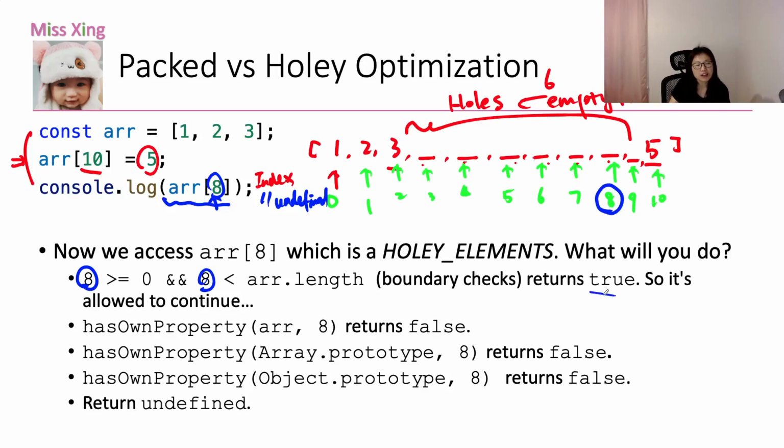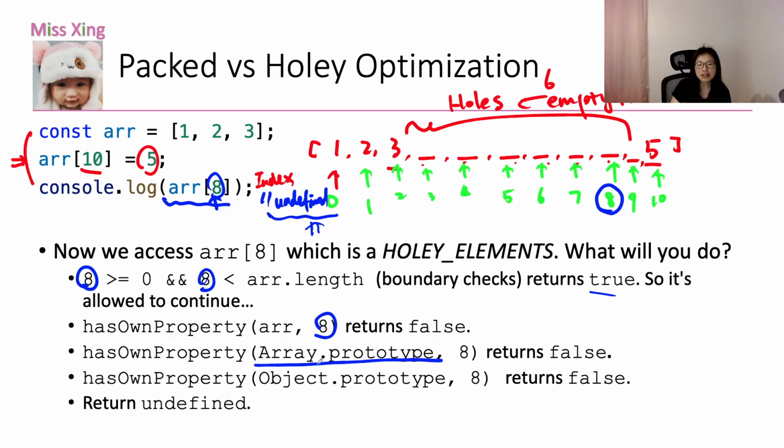If it returns true, we cannot directly give undefined. The reason is: is this really undefined, or is it because of the hole? We have to do more checkings to make sure we can actually return undefined here. We have to check that it has its own property of 8, which is the key 8. And if it returns false, we also have to check the parent, because the parent of the array is Array.prototype. This one you guys are probably not familiar with. We will talk about inheritance later.